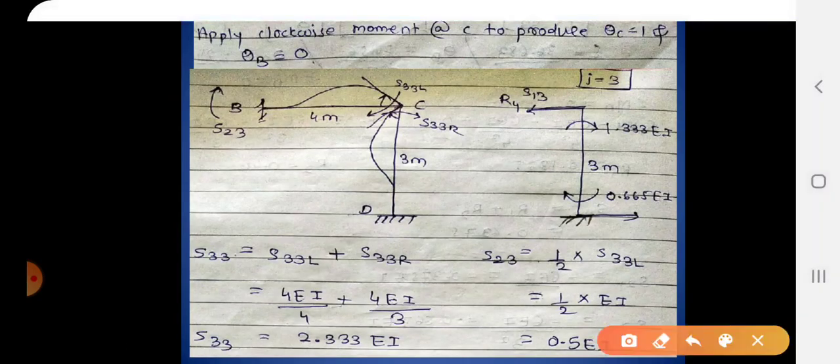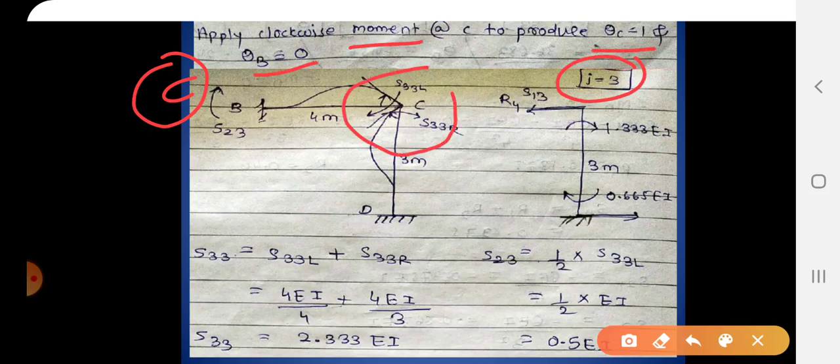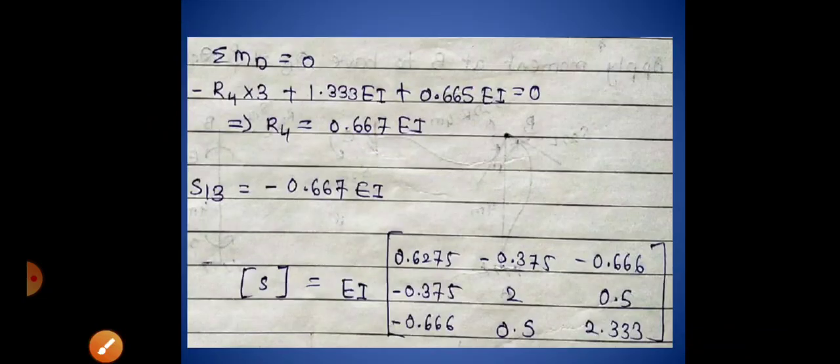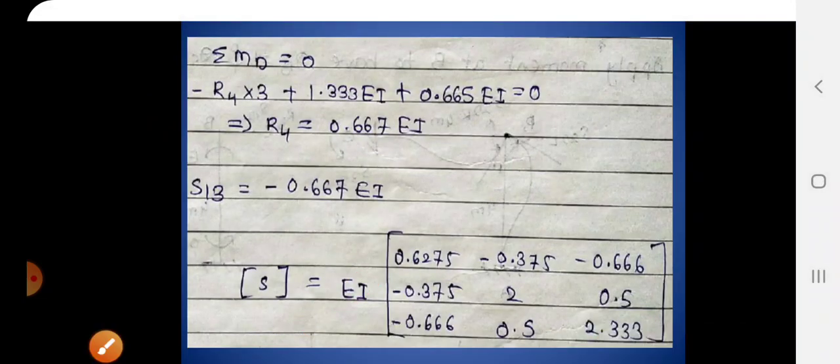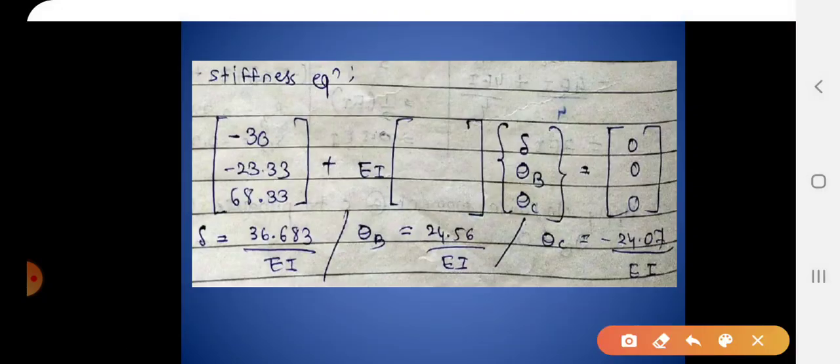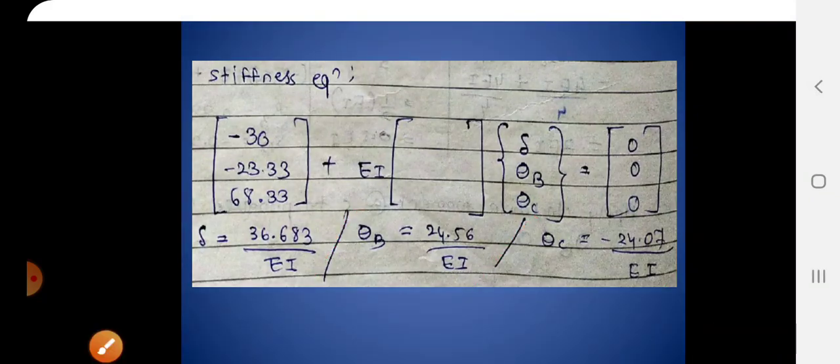Now go to part C. Again J is equal to 3. The third redundant is theta C. Therefore, apply a clockwise moment at C to produce theta C equal to 1, with the other displacements delta and theta B equal to 0. Accordingly, the moment at C will be S33 and the moment at B will be S23. By considering column CD, you will get the value of R4 and then S13 equal to minus R4. So in this way you have derived the stiffness matrix, all 9 elements, and then use the stiffness equation to find the 3 unknowns, delta, theta B and theta C.